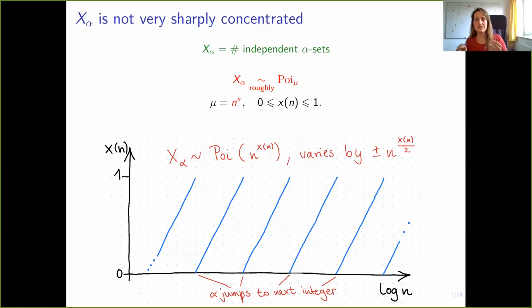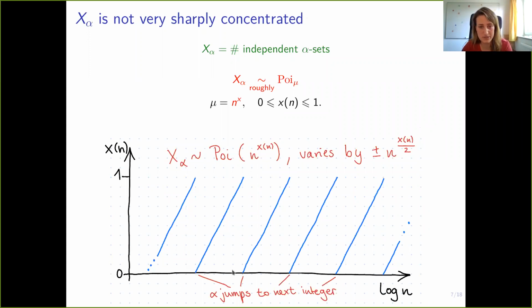And now the point of all this is, we know these alpha sets are Poisson distributed, and we know therefore that they vary by about root n, because that's just the standard deviation of a Poisson random variable. And it actually takes different values that are this far apart. Okay, so we know the number of independent alpha sets is not too concentrated.